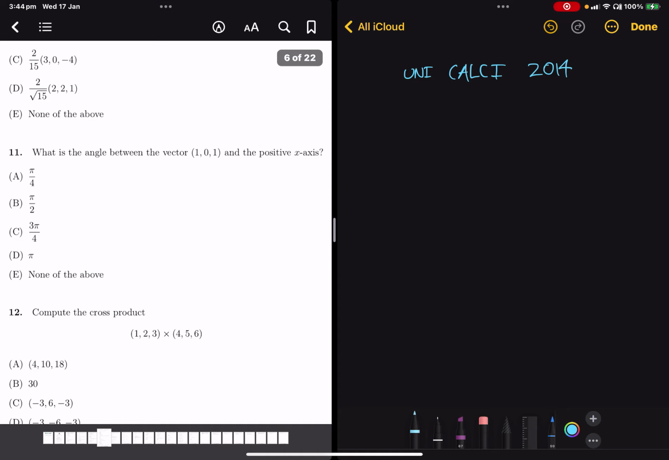So we need to find an angle between a three-dimensional vector 1, 0, 1 and the positive x-axis. This vector is really interesting. It's 1, 0, 1. That means one of its dimensions is 0. And that means the whole problem is going to become much easier than it would if it was, say, 1, 1, 1 or 3, 1, 2 or something like that. That would be a much harder problem.